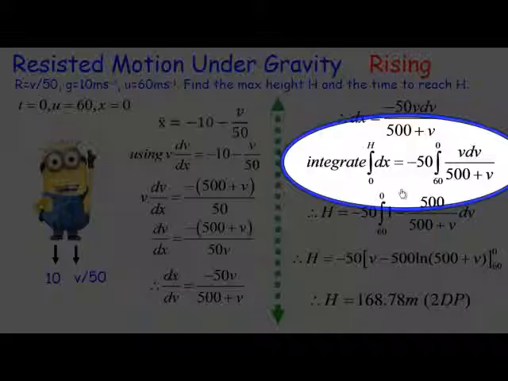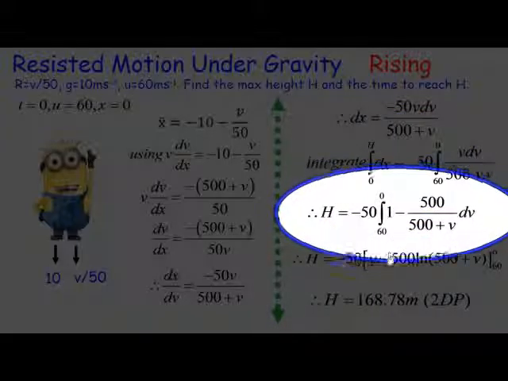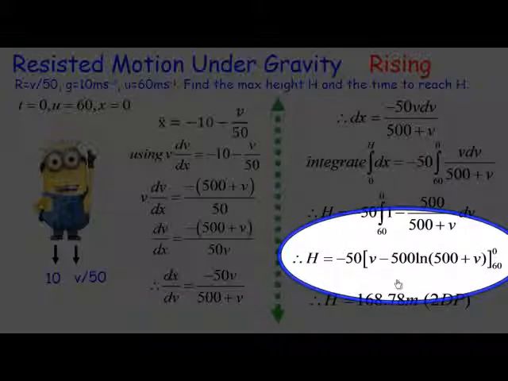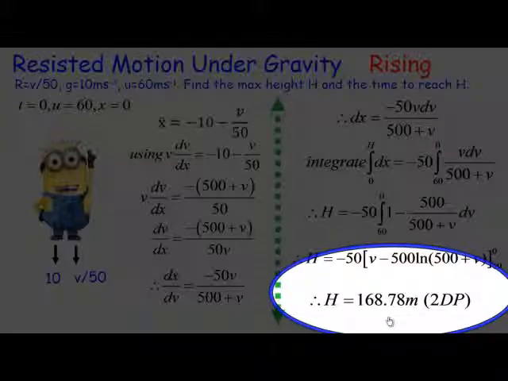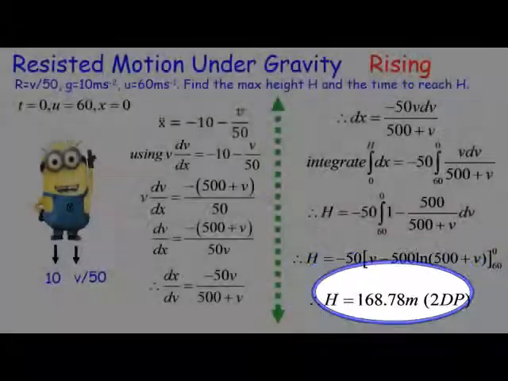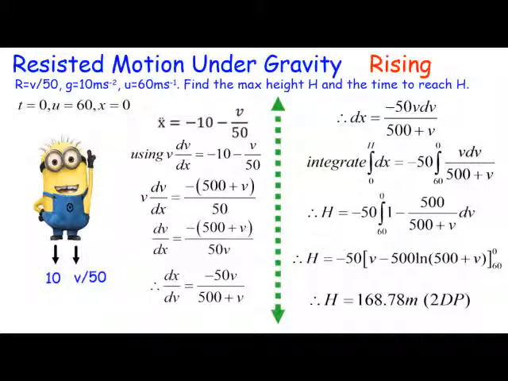Okay, so we need to integrate this, and you can see here I need to split it up first, and then integrate it, and it turns into a log for the height. Then we just evaluate the height from 60 to 0, and you can see here our minion goes up to about 168.78 meters with an initial velocity of 60 meters a second, and the resistance is proportional to the velocity in this case. Some people might say it's kv, where k is 0.02, or a 50th if you want to think of it like that.